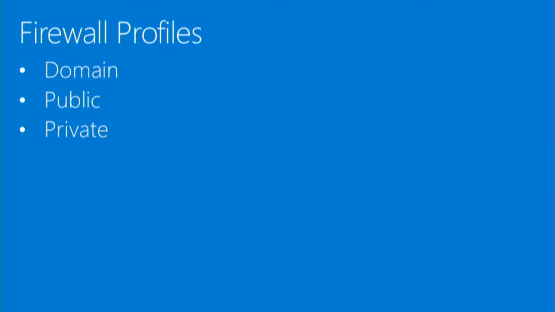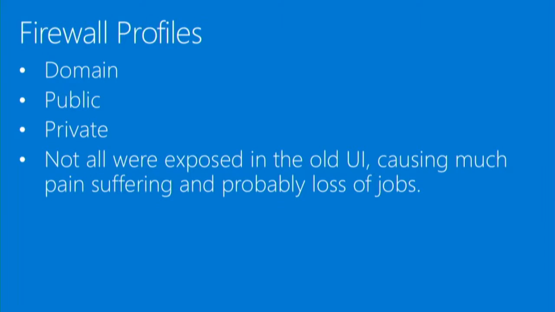And that's actually quite good, because that'll tell you whether or not you're on network. Not all of these were exposed in the old UI. If you had 2003 and you set up a bunch of firewall rules and your server got vMotioned to another ESX host and then you got fired, that's why. Because this probably was the cause of a lot of suffering and loss of jobs, because the only thing that got exposed in the GUI was the domain profile.